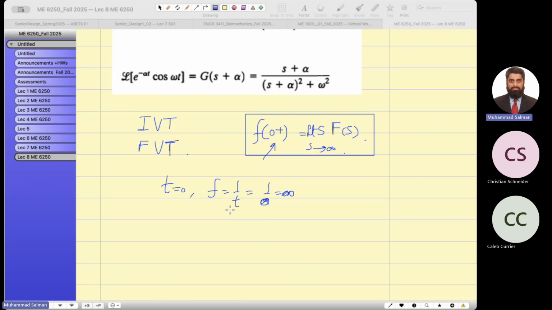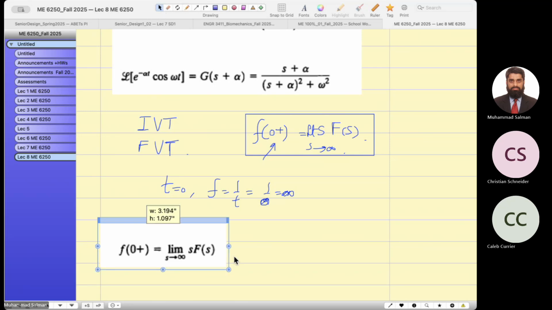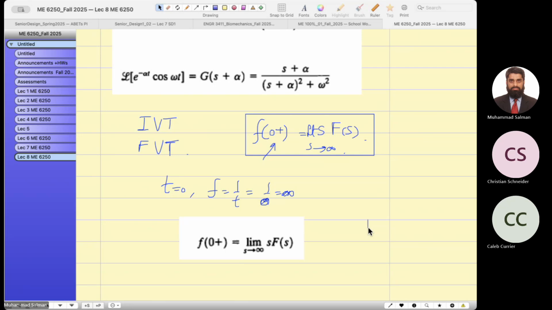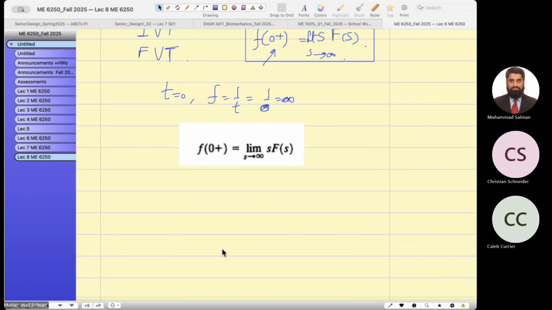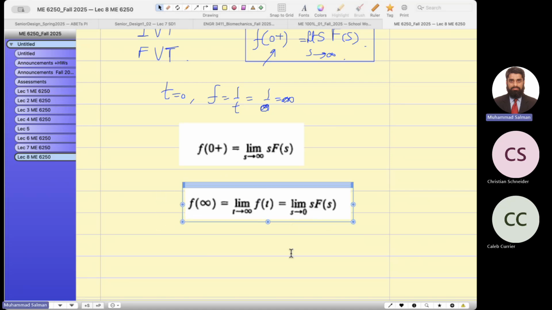So what it means by that, let me show you over here. Initial value theorem. And the other theorem is the final value theorem. It is opposite to initial value.